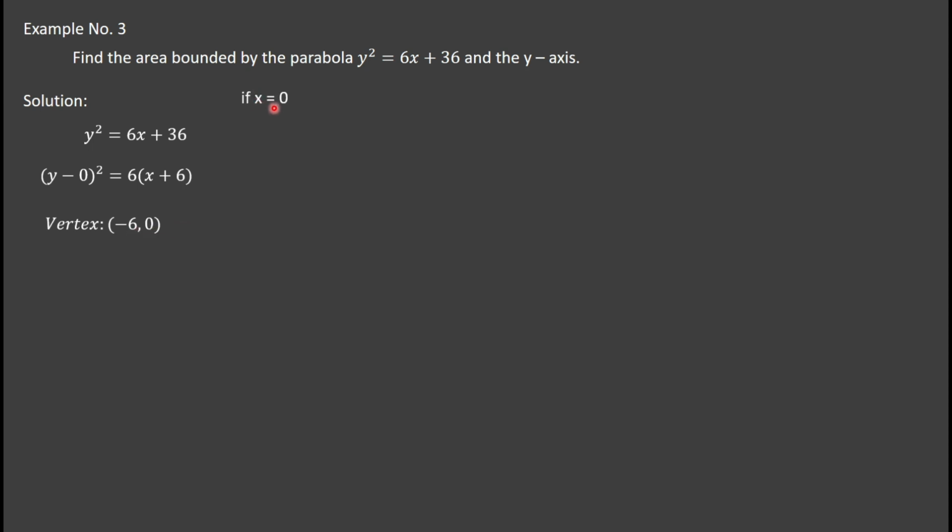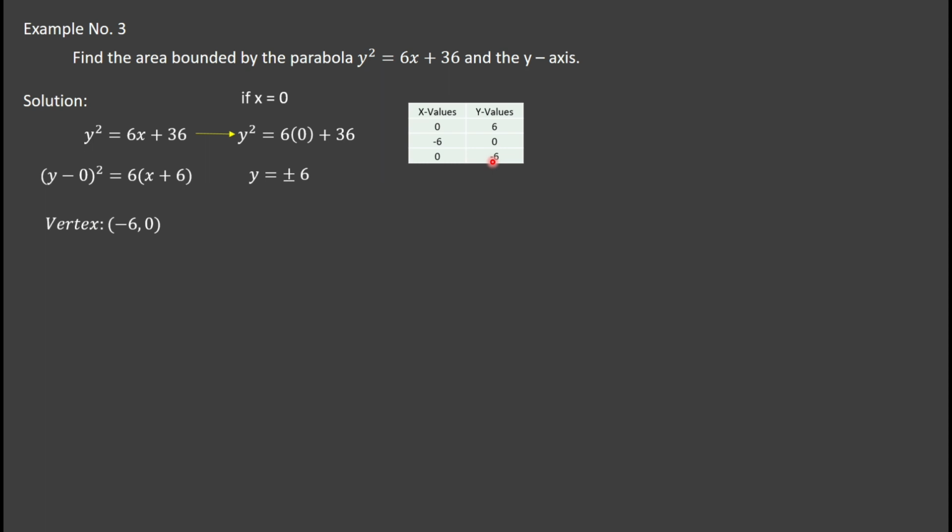Therefore, if x is equal to 0, then y squared is equal to 6 times 0 plus 36. Let's substitute the value of x, which is 0. So y is equal to positive or negative 6. So we have repeated roots. This would be the corresponding coordinates in terms of the x and y values: 0 and 6, negative 6 and 0, then 0 and negative 6.